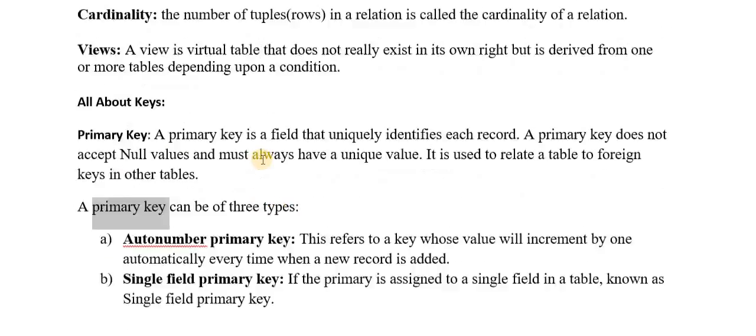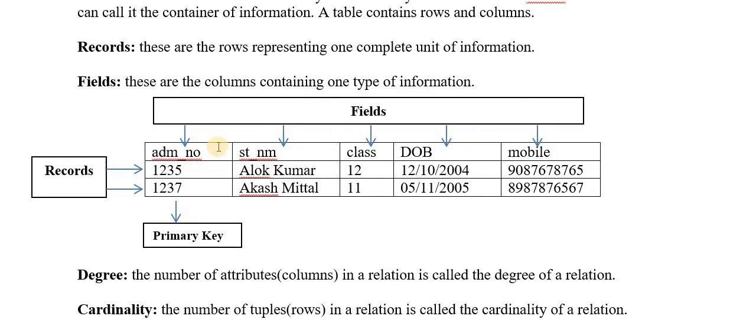you have multiple fields, like admission number, student name, class, date of birth and mobile number. But in this field admission number, the value of admission number should be unique. So this is the appropriate field to assign the primary key. Your student name may be repeated, so it has not the ability to get the primary key. Class, maybe it will be repeated, so it is not the appropriate field to get the primary key.